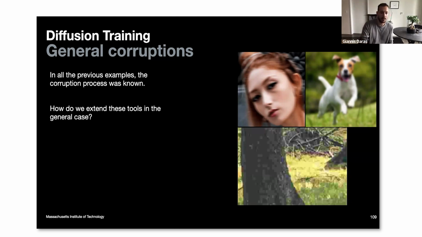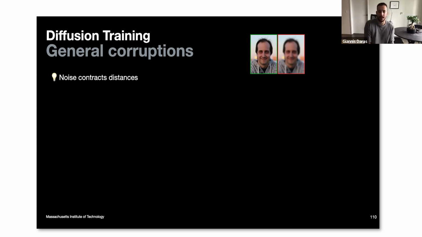And for that, I will play a game. It's going to be a little game, and the game is going to be the following. On the left, we have a clean image of Antonio. Again, Antonio is a professor at MIT. And on the right, we have a corrupted version of this image, a blurry version of it.